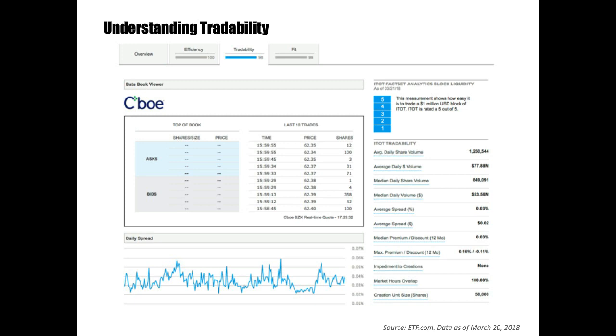Because remember, there's always this authorized participant that's looking to create new shares of an ETF. If you had a single stock that only traded a few hundred shares a day, trading 100,000 shares would be impossible. But with an ETF, the authorized participant can always create more shares to meet demand. So the way that FactSet looks at this, they look at this 1 to 5 score, which evaluates how easy it would be to trade $1 million worth of this ETF.